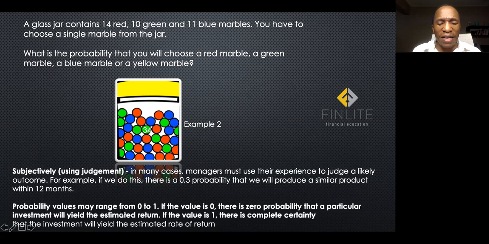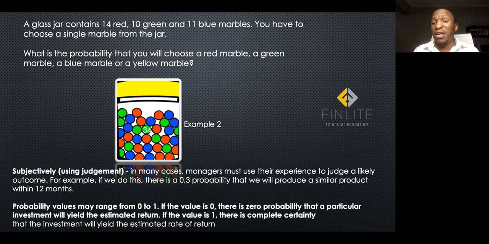Probability values may range from 0 to 1. If the value is 0, there is 0 probability that a particular investment will yield the estimated return. Yield means it will give a certain return. If the probability is 1, then there is certainty that it will give this particular return.